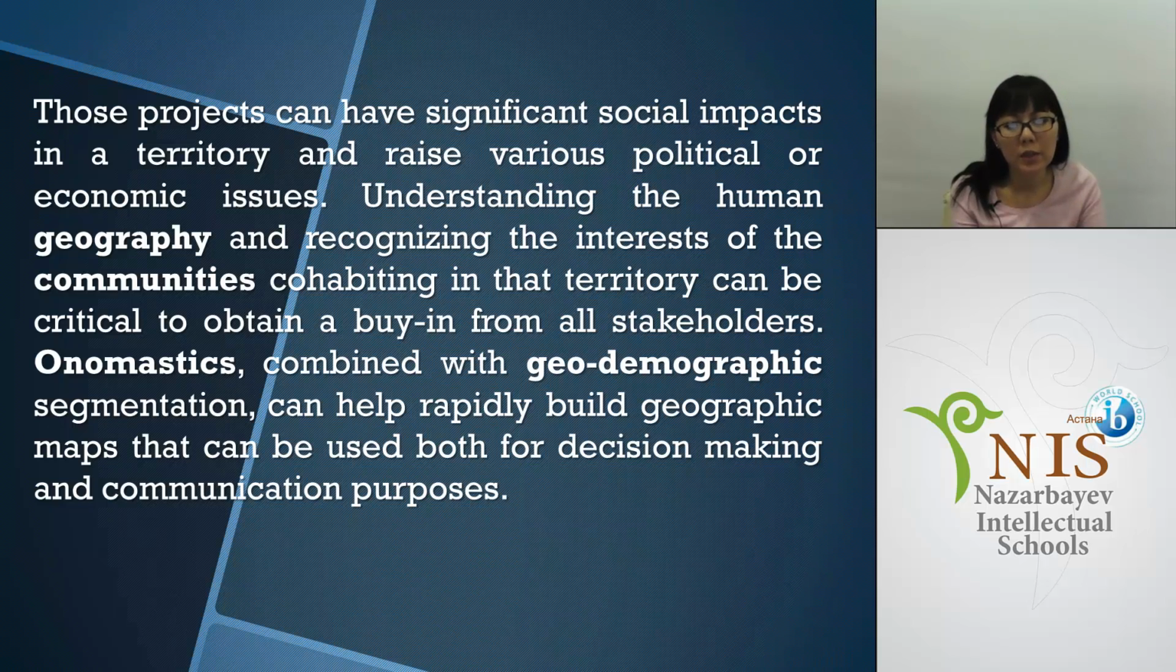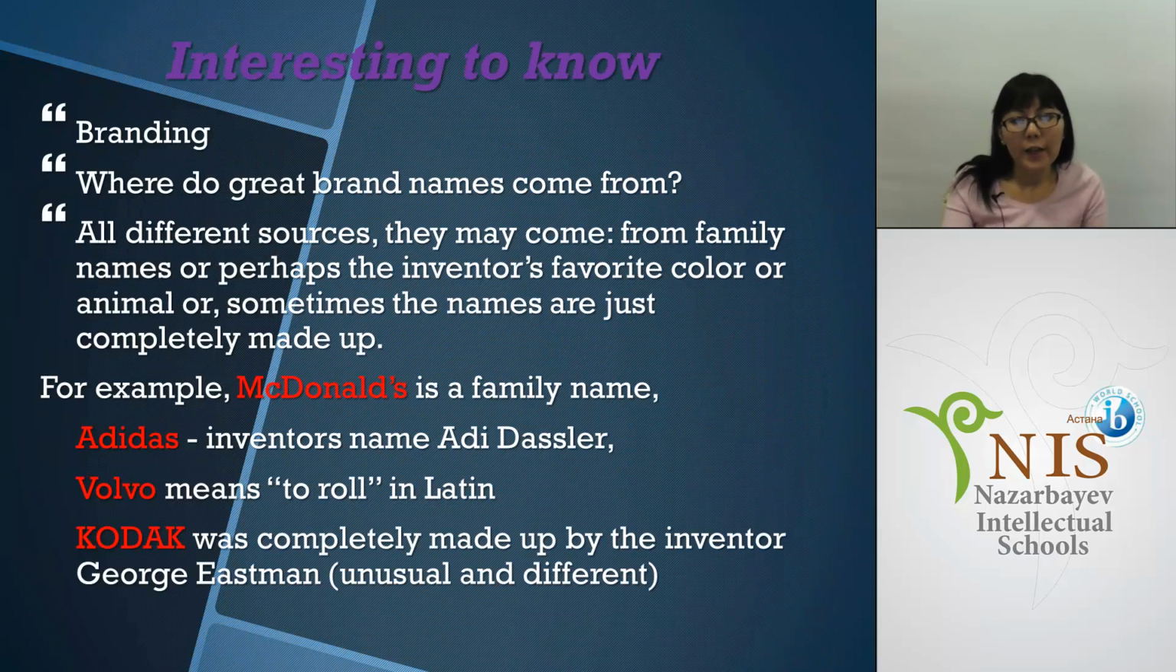Onomastics combined with geodemographical segments can help rapidly build geographical maps, and scientists can easily identify the territory of any culture and the development of one of them. And there is another interesting fact. Branding, it's again naming.